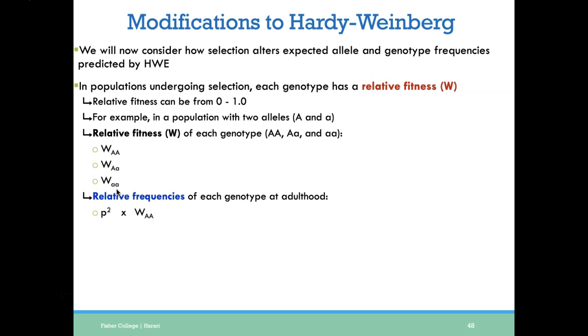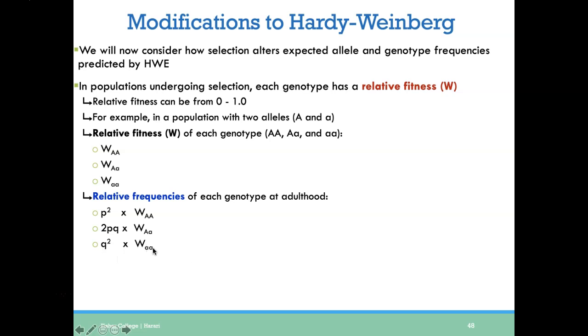So the relative frequencies of each genotype at adulthood can be calculated by taking p squared, which is really the proportion of zygotes that have p from a sperm and p from an egg, multiplied by the relative fitness of having a big A big A genotype. So if you have a certain value for p squared, and there's no deficiency in having that genotype, you'll have a fitness of 1.0. So the relative frequency will be the same as p squared. Same idea. If you want to figure out the heterozygote relative frequency, you would multiply whatever you get from 2pq times whatever the relative fitness value is for the heterozygote. And then, of course, the same idea would be q squared.